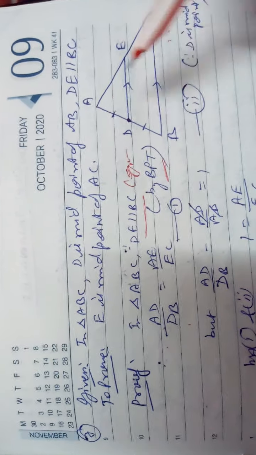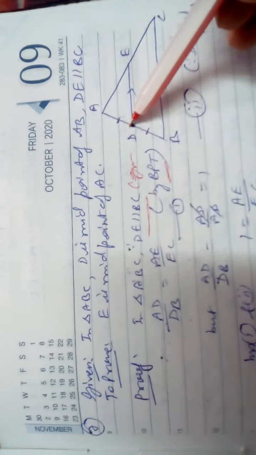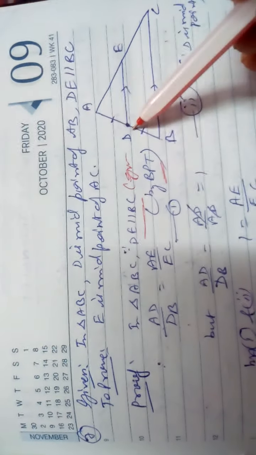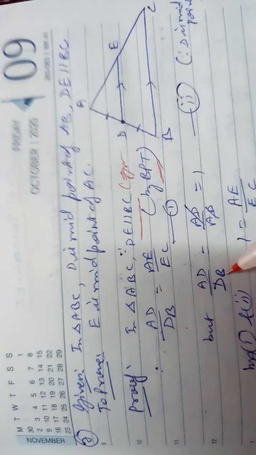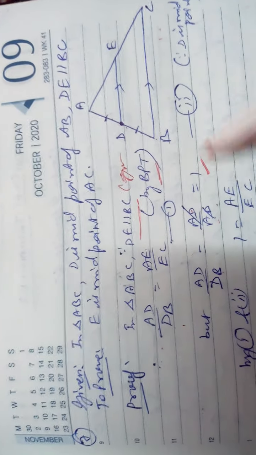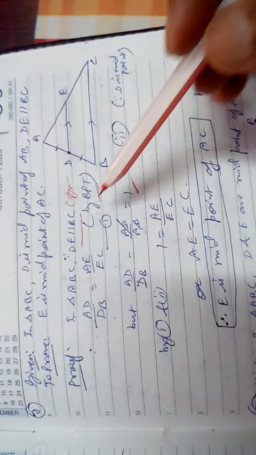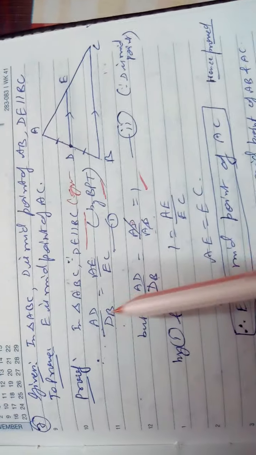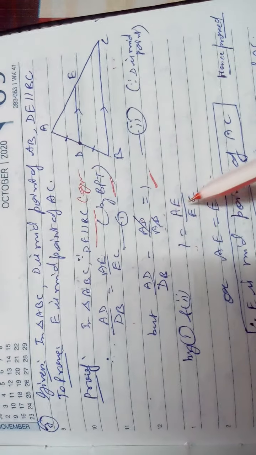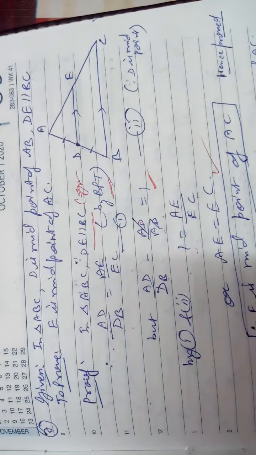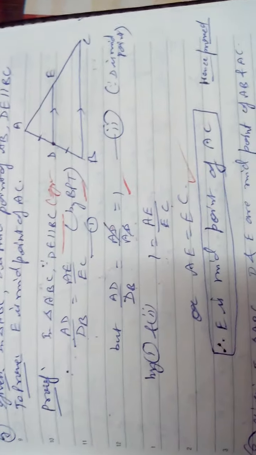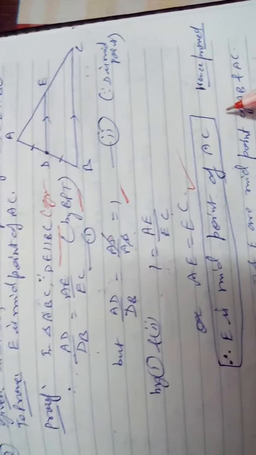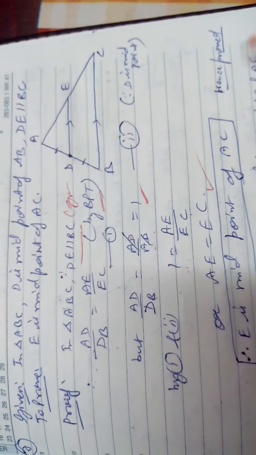But AD upon DB is equal to AD upon AD. Why? Because D is the midpoint, so these two parts are equal. So BD replaced by AD, AD cancels, it is 1. So in equation 1, at the place of AD by DB you write 1, equal to AE by EC. Cross multiply, AE is equal to EC. Therefore, E is the midpoint of AC. Hence proved.